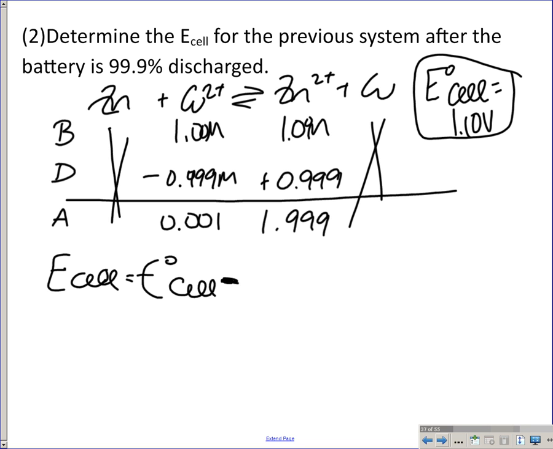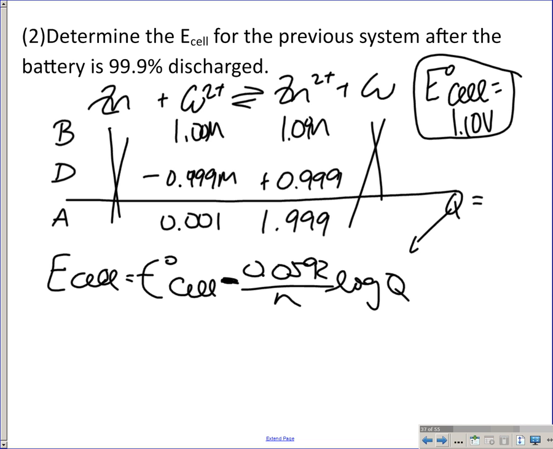Minus 0.0592 over n log of q. All right, so give me my q expression first. So q is equal to what over what? Zinc, I know. I said sodium had a 2+ charge earlier. I haven't said that since like 5th grade.